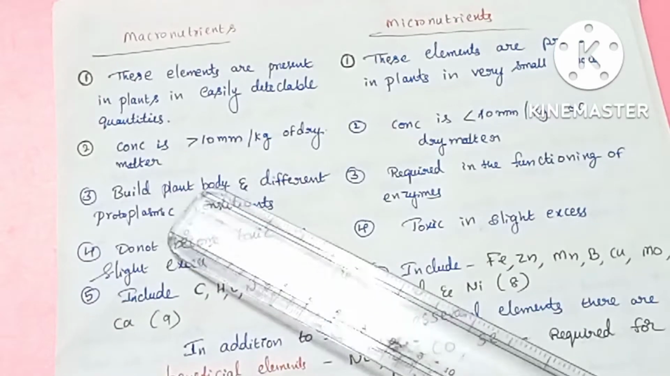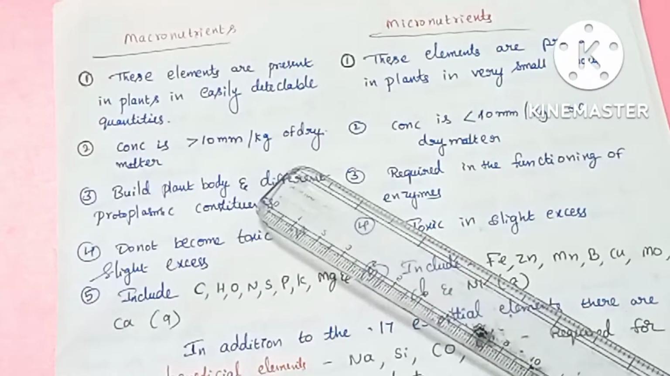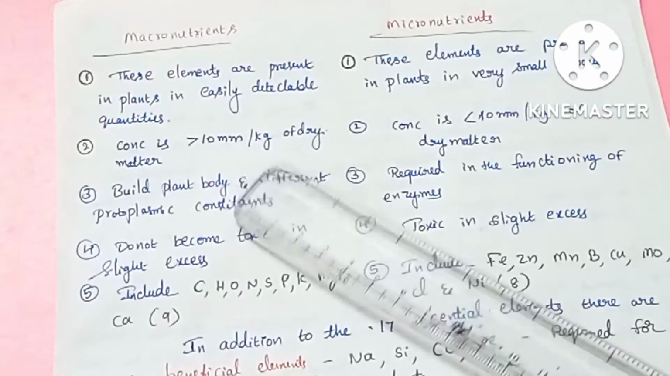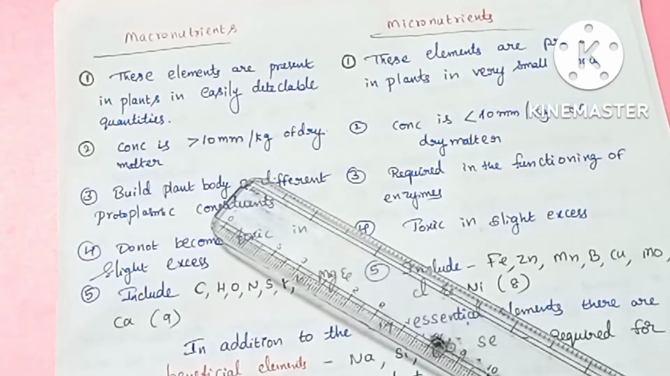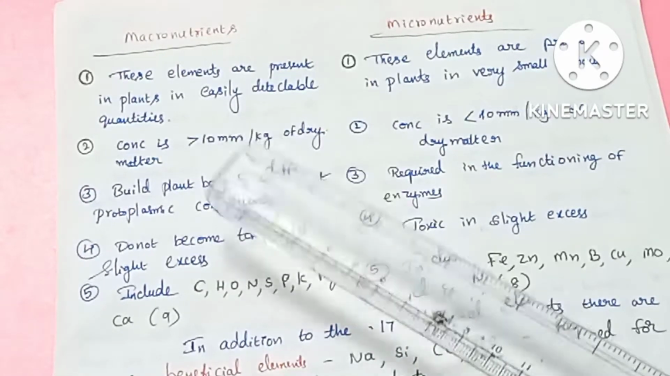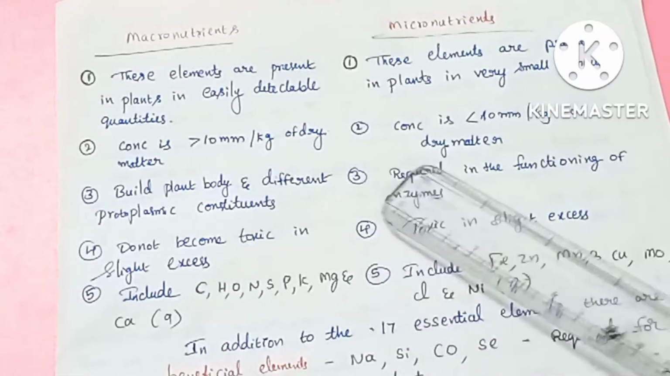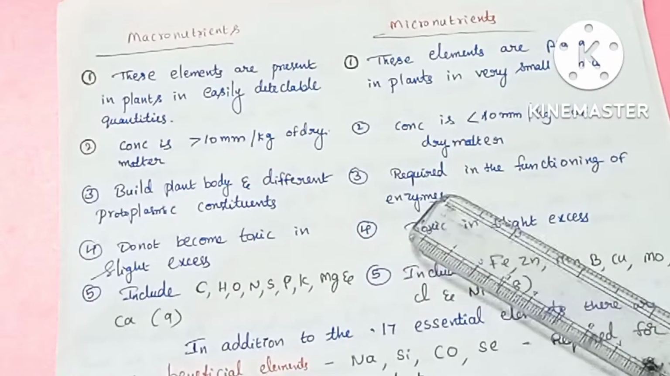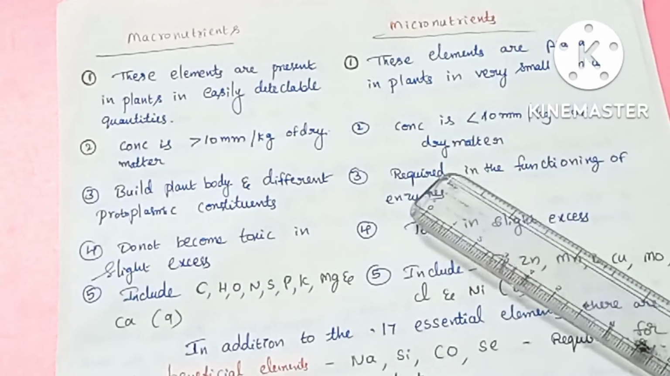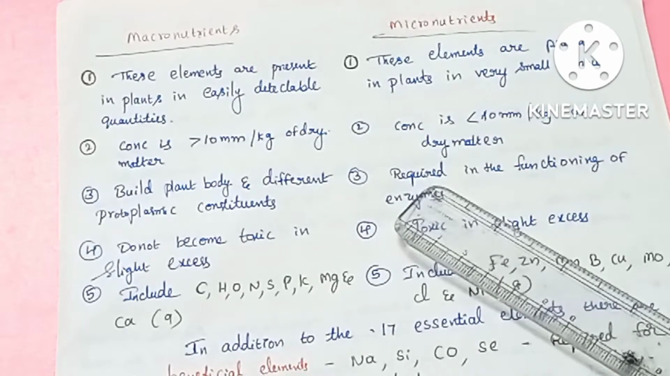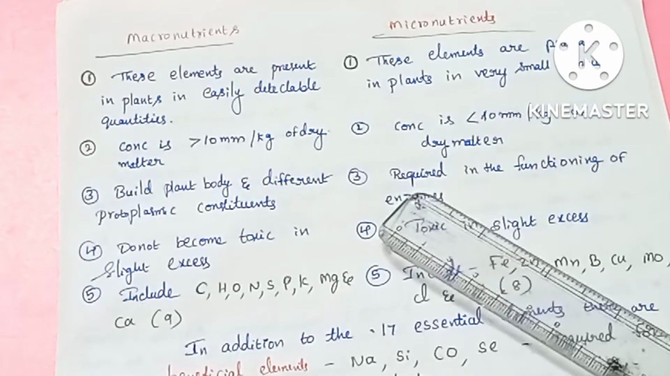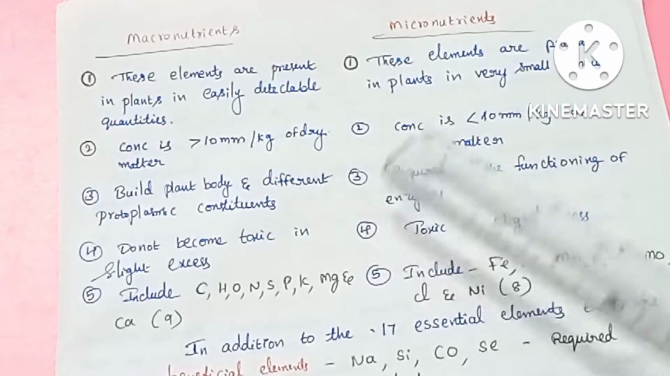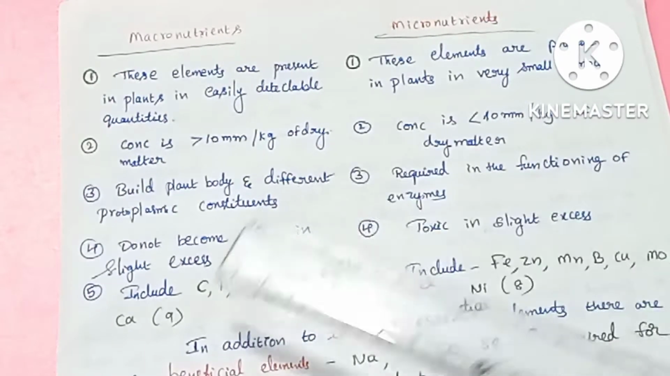And if we look at the total dry weight of the plant body, the detectable concentration of these macronutrients is more than 10 millimoles per kg. But whereas for the micronutrients, if we detect them in the dry weight, the concentration of these elements is less than 10 millimoles per kg of the dry matter. We can detect only these much smaller amounts.